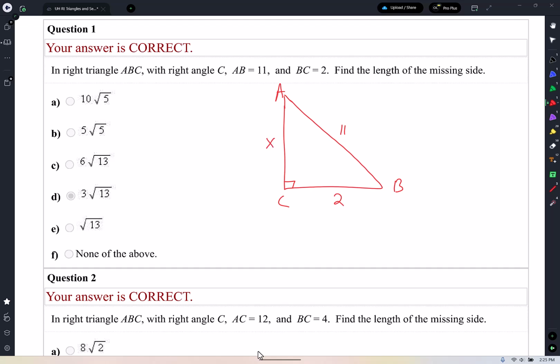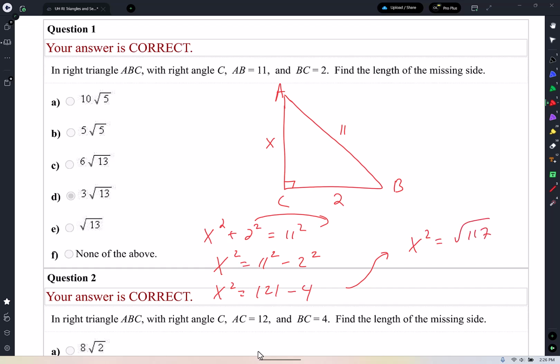So here it is. All I'm going to do is the Pythagorean theorem. So x squared plus 2 squared equals 11 squared. I'm going to move the 2 squared to the right, so x squared equals 11 squared minus 2 squared. So let's see, 11 squared is 121 and 2 squared is 4. So x squared equals 117, and x is the square root of 117.